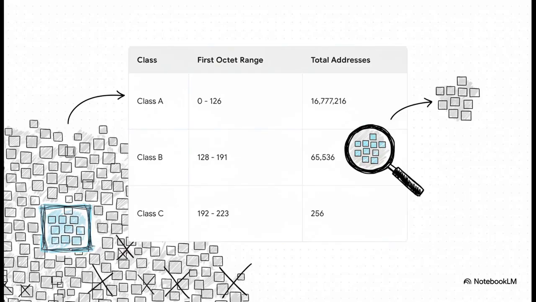Now look at the insane jump between these sizes. Don't worry about the first octet range, just look at the total addresses. You could get a tiny block of 256 addresses, or the very next size up was over 65,000. So what if your company needed, say, 500 addresses? Well, too bad. You were forced to take the 65,000 block, and all those thousands of extra addresses just went to waste. Nobody else could use them.